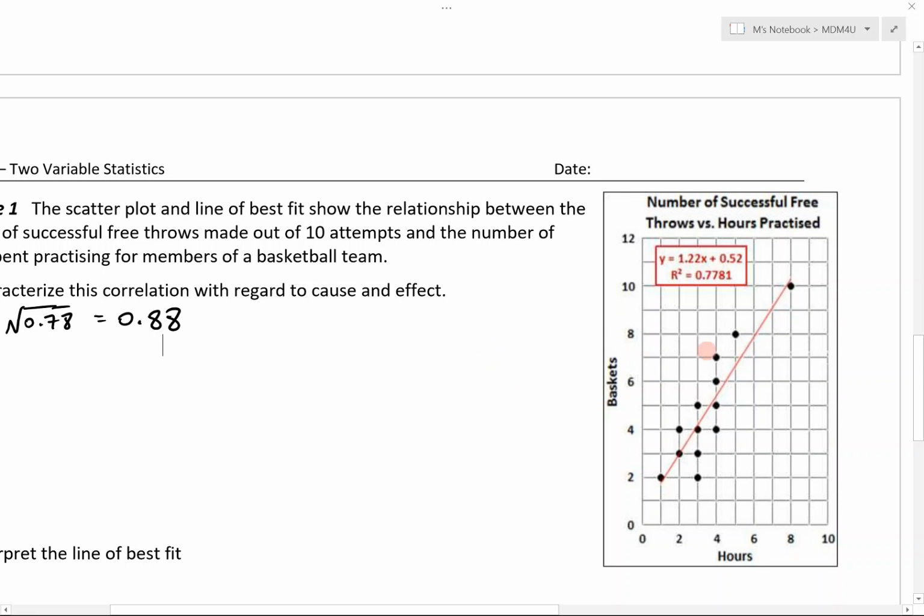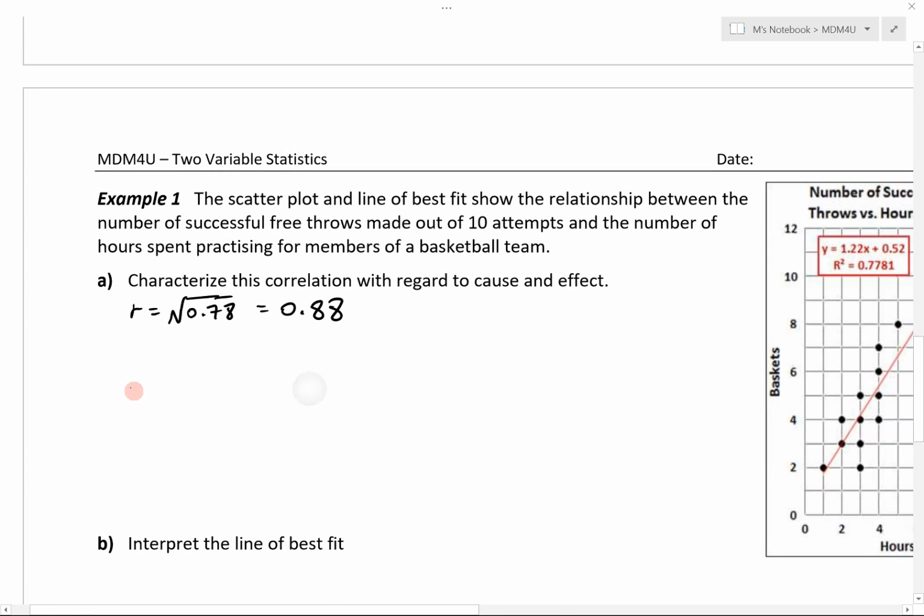So I think it's reasonable to suggest that this is a cause and effect relationship, since in general, the more you practice at almost everything, the better that you get. So the more hours you practice, the more free throw shots that you can score. So it's a very reasonable cause and effect relationship.